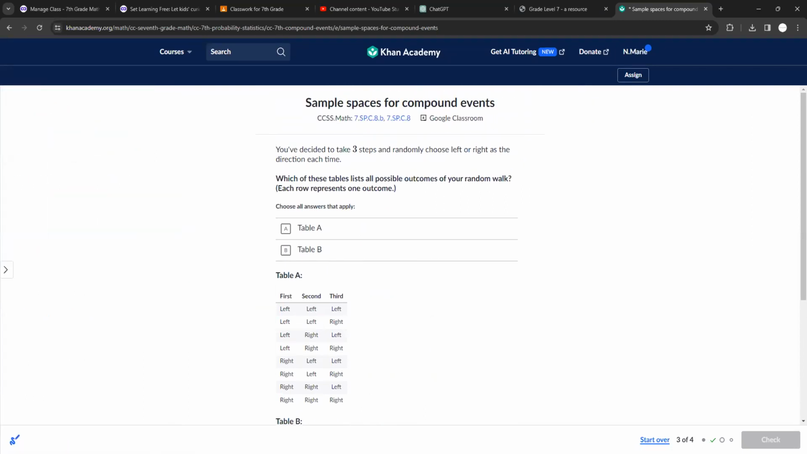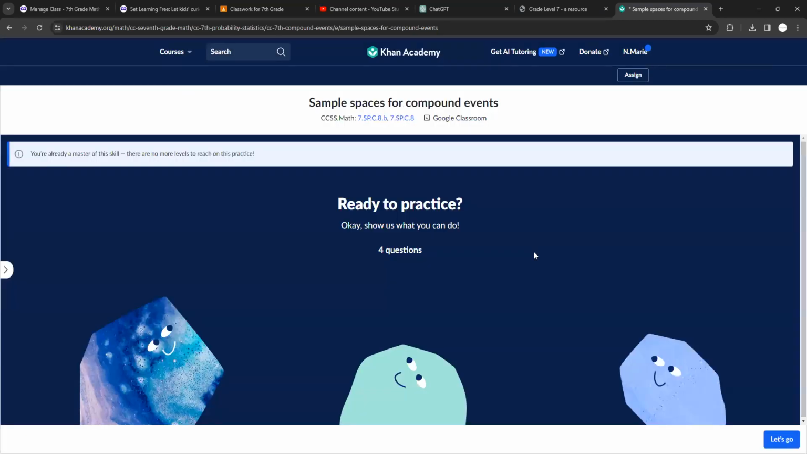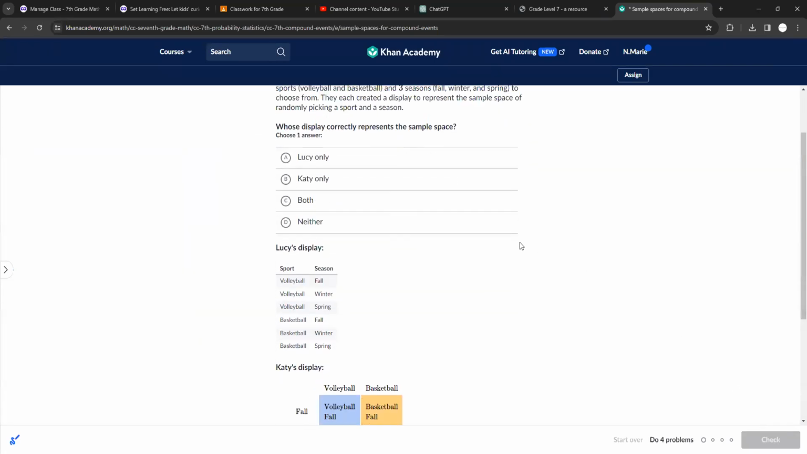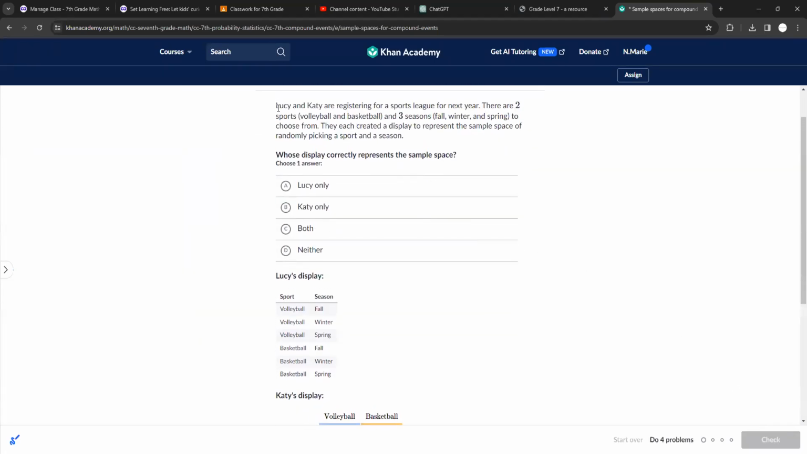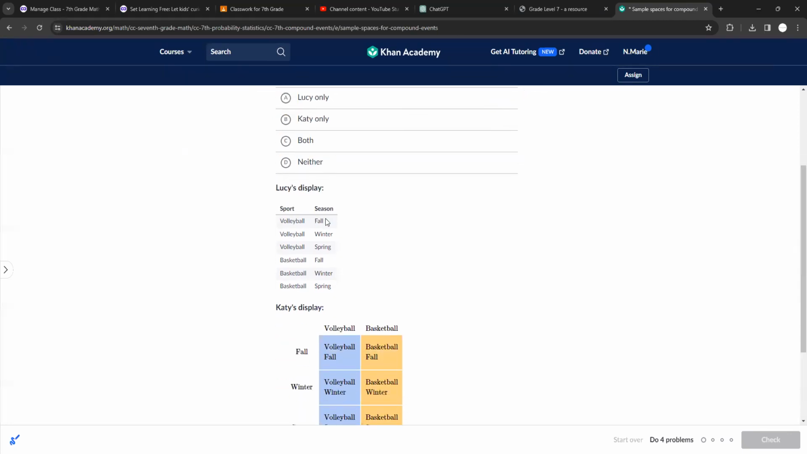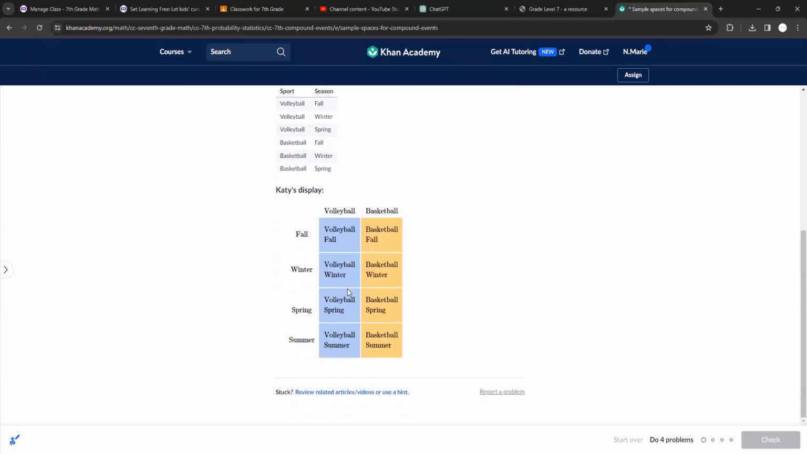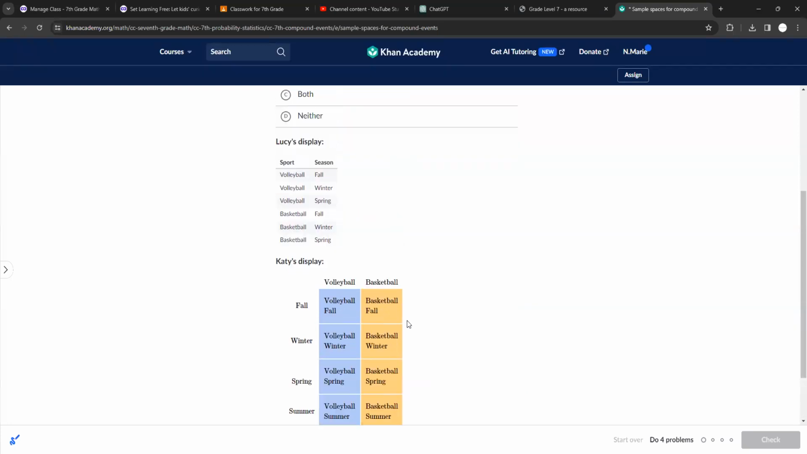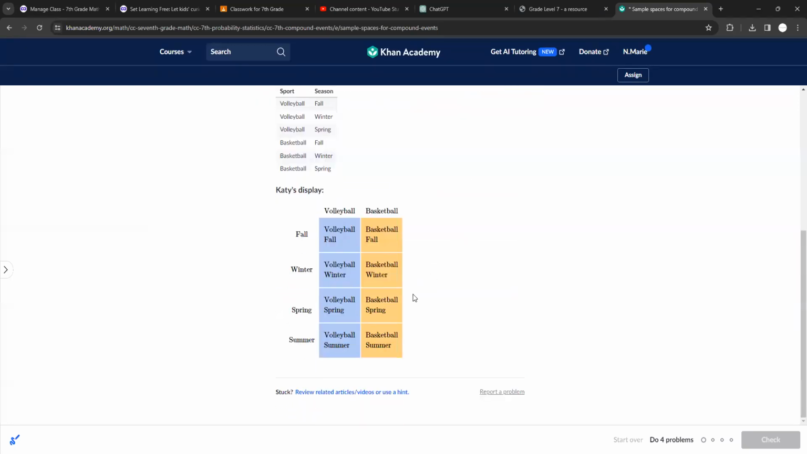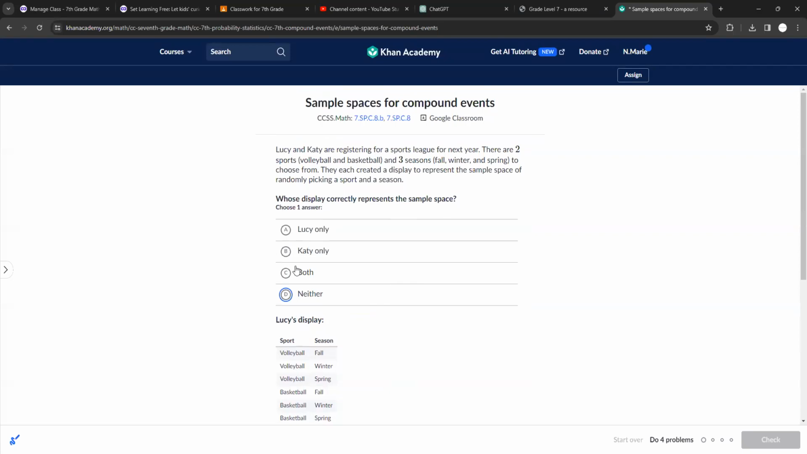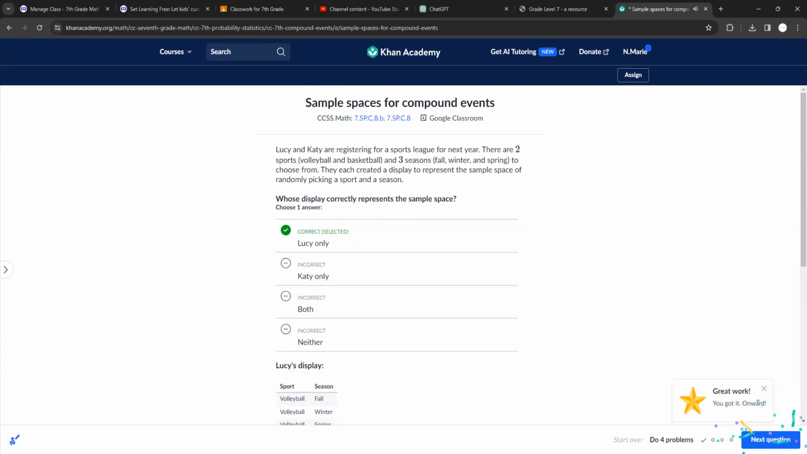So here they're just asking us which chart would be better to go with this experiment here. Okay, so Lucy and Katie are registering for a sports league for next year. There are two sports, volleyball and basketball. And there are 3 different seasons to choose from. So volleyball, you can do fall, winter, spring. Basketball, fall, winter, spring. Okay. This one's not correct. They said there's only these 3 seasons. Why is summer here? So only Lucy's display is correct, representing these, right?